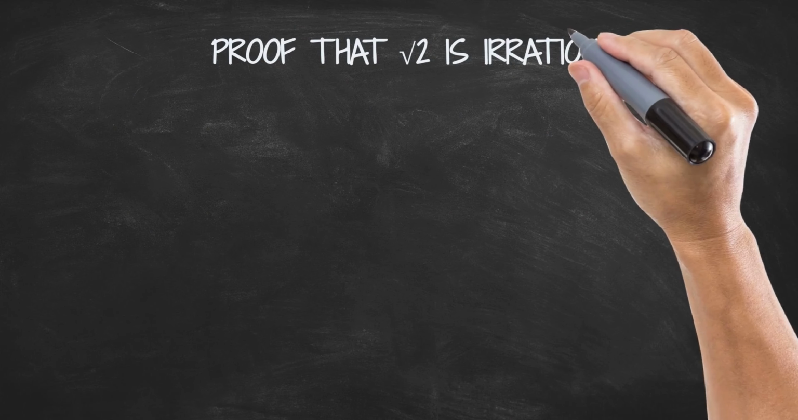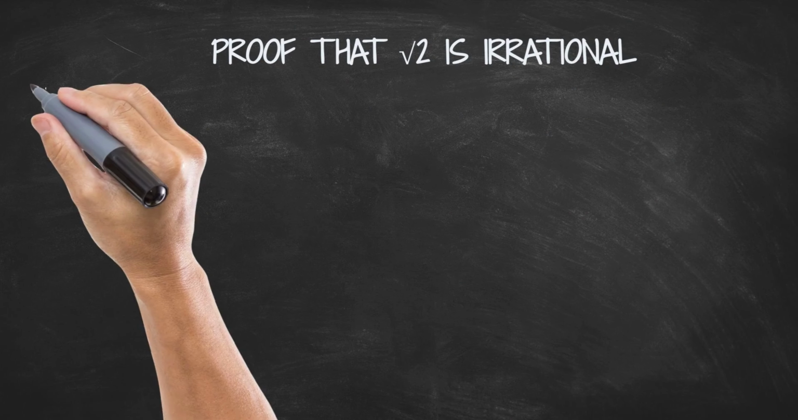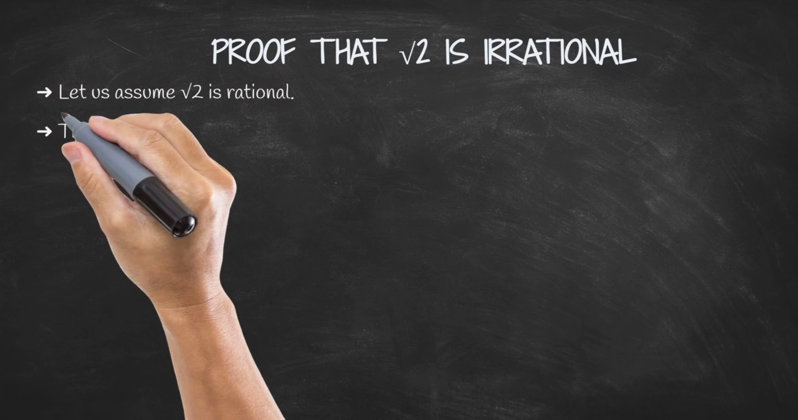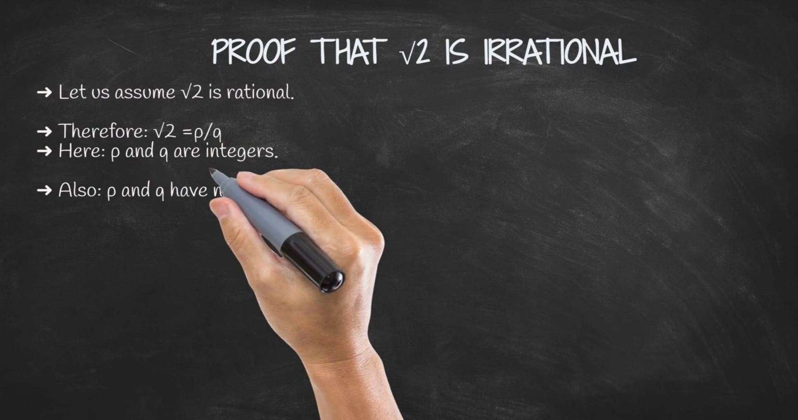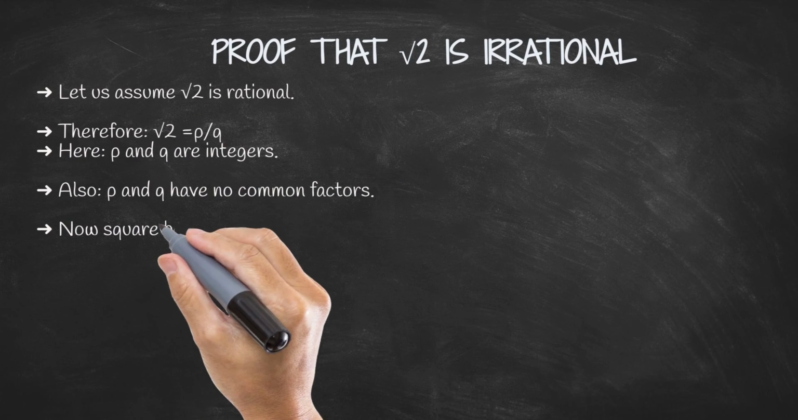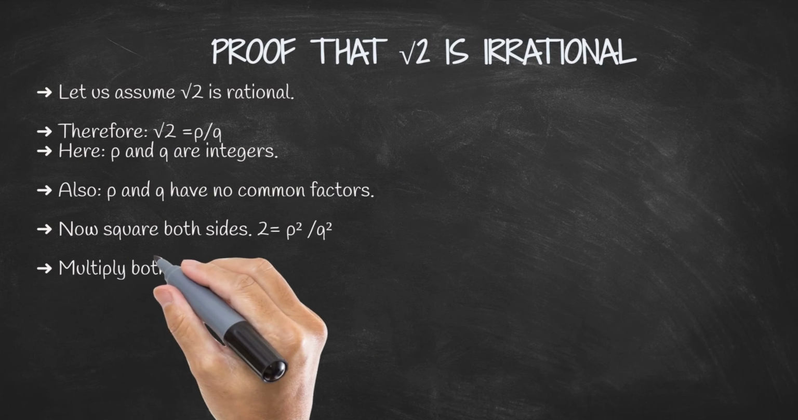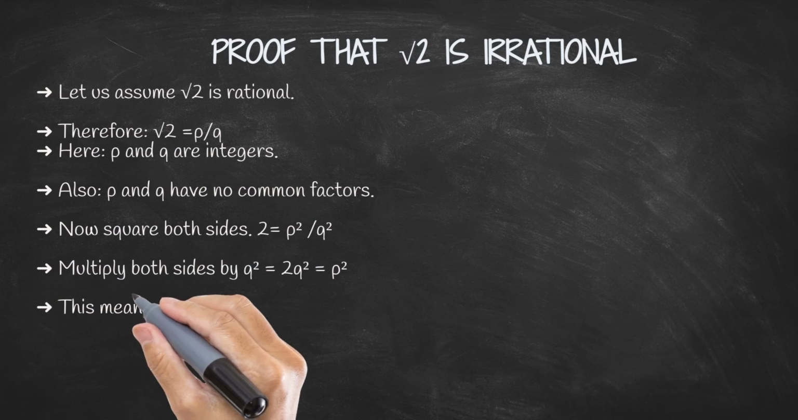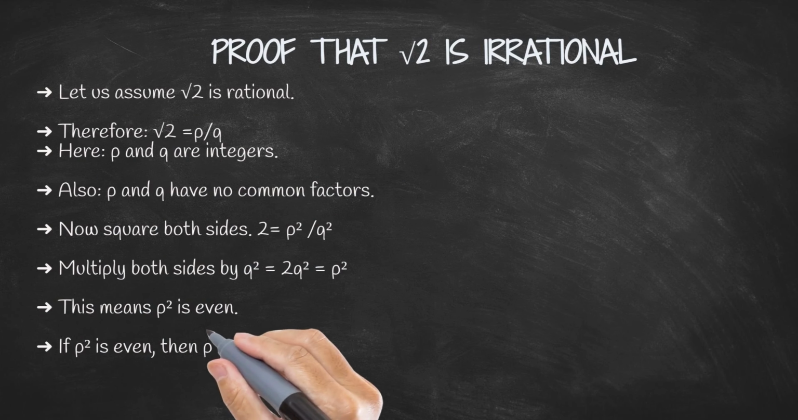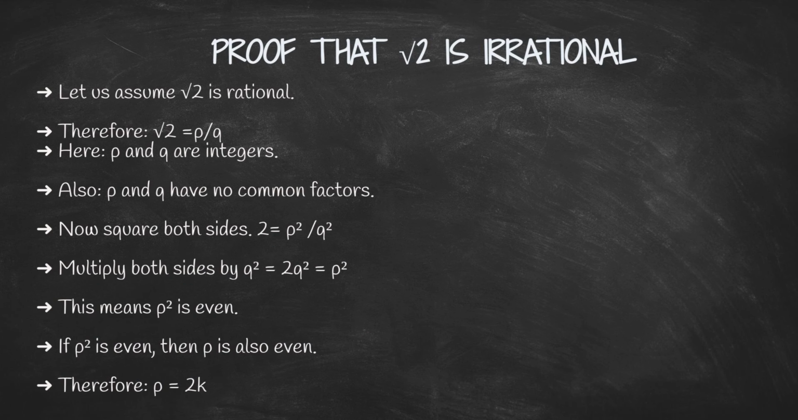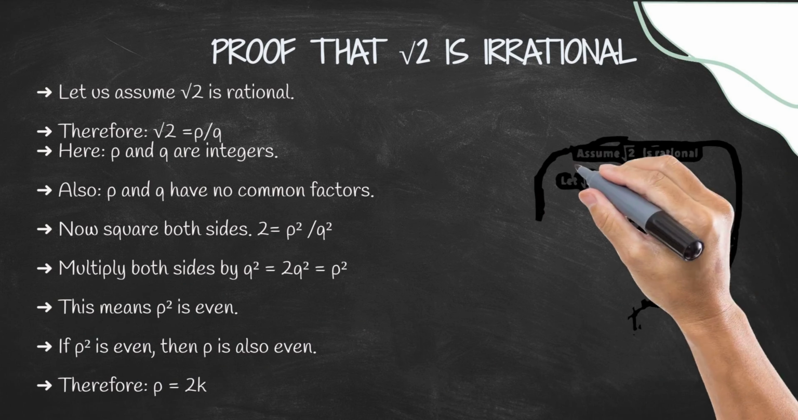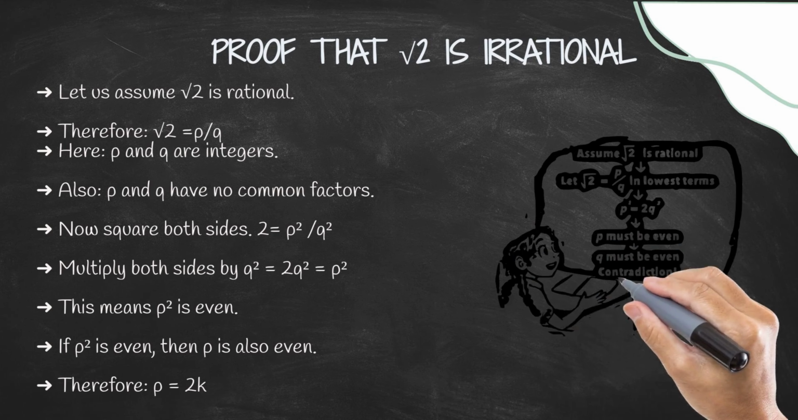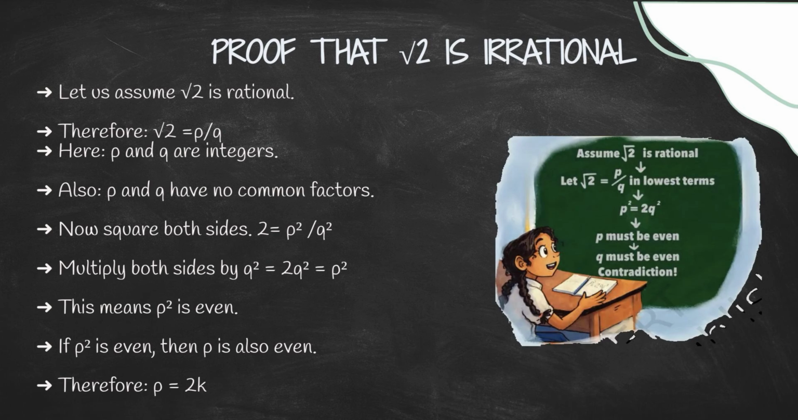Proof that square root 2 is irrational. Let us assume square root 2 is rational. Therefore, square root 2 equals p by q. Here p and q are integers. Also, p and q have no common factors. Now square both sides, 2 equals p square by q square. Multiply both sides by q square: 2q square equals p square. This means p square is even. If p square is even, then p is also even. Therefore p equals 2k.